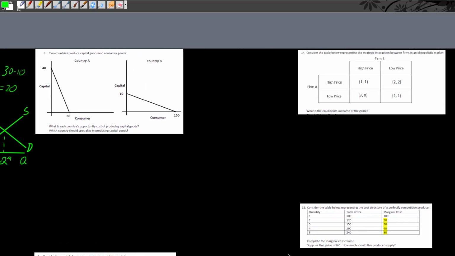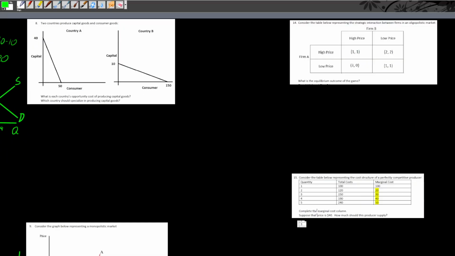Okay, so the next question is on trade. We've got two production possibility frontiers here, one for country A and one for country B, and each country produces two goods, capital goods or consumer goods. And so we want to figure out each country's opportunity cost of producing capital goods and which country should specialize in producing capital goods. So remember that opportunity cost is what you give up. So we want to figure out how many consumer goods each country gives up for each capital good it produces.